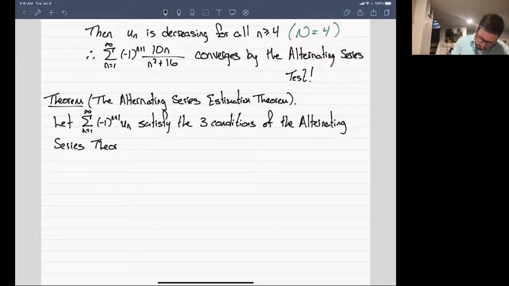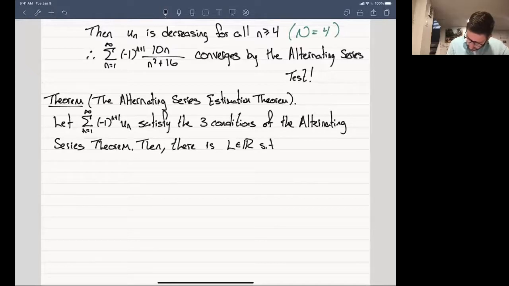Right, so we are going to assume that it satisfies those conditions from the alternating series theorem, then it will converge, right? So then there is an L in R such that the sum here is equal to L. So I'm just setting the stage first. I'm saying that this thing actually converges.